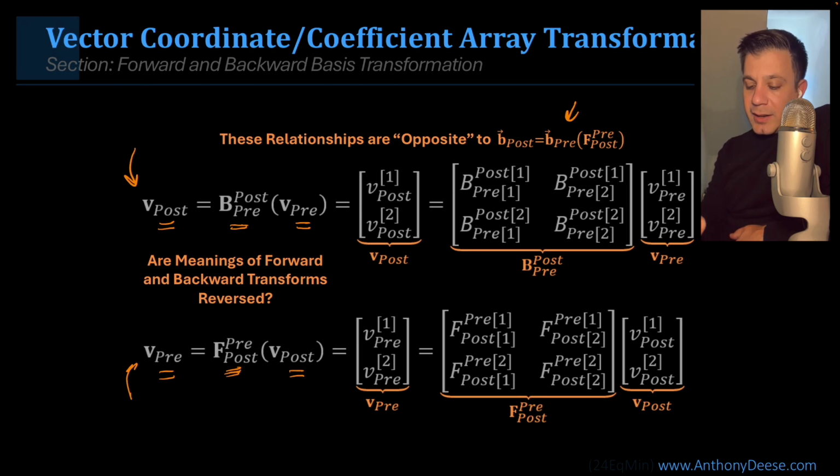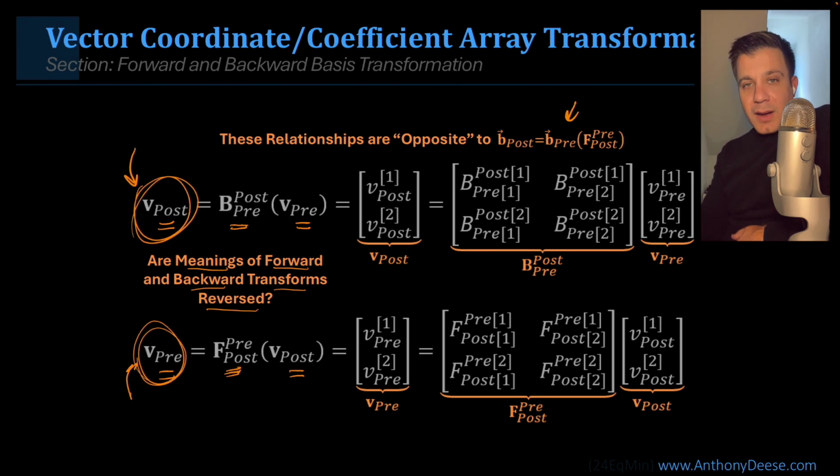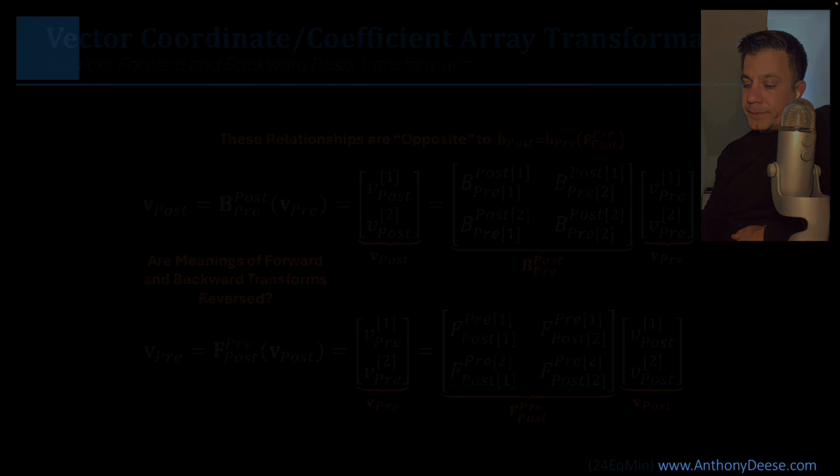Now, there's a question asked right here. Are the meanings of the forward and backward transforms reversed when we talk about the coordinates or the coefficients? And the answer there is yes and no. I mean, I guess you could say yes, they are reversed. But I would say in a truer sense, no, they're not reversed because they were never defined with respect to these coordinates anyway. They were always defined with respect to the basis, the covariant basis. And so the definitions aren't reversed, they're just not defined in terms of those arrays.